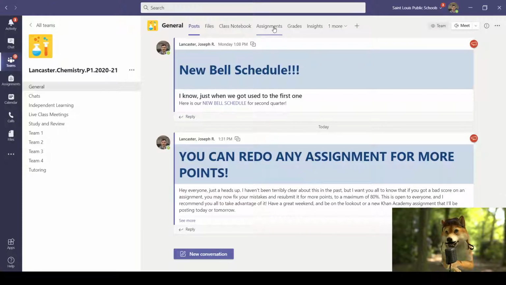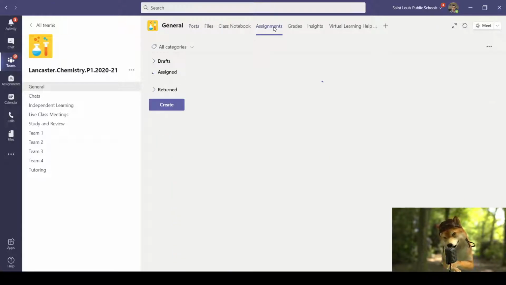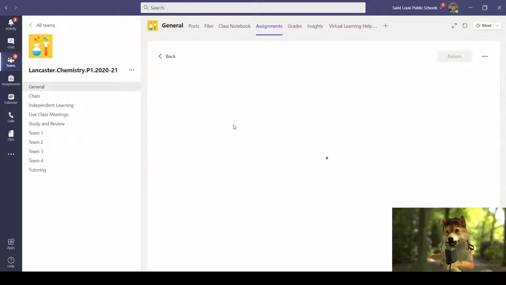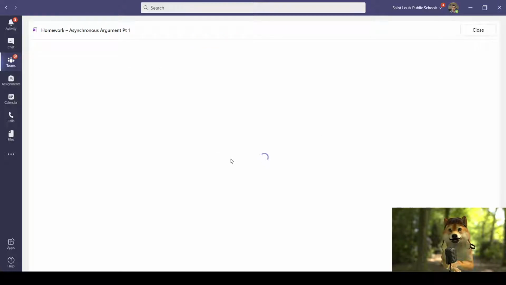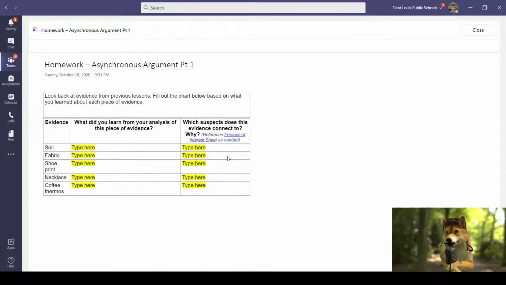And now I'm going to click General, go over to Assignments, and open up Asynchronous Argument Part 1. I'm switching to Student View so that I can see what you see. Alright, so the instructions say to look back at evidence from previous lessons. Fill out the chart below based on what you learned about each piece of evidence. So the first piece of evidence is the soil. We measured the pH of the soil in order to figure out where it was from.